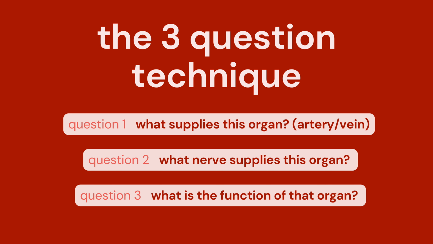Finally, whenever you're doing a spotter, I always do this 3-question technique. When I've looked at an organ on a spotter and I've identified it correctly, in my head, I'll always think, what supplies this organ, so what blood vessels supply, what nerves supply this organ, and also what's the function. If you test these 3 things for everything that you do in a spotter, you will pretty much ace every anatomy exam that you do. Don't just think about what this is, think about the wider questions, because that's what they're going to ask you.